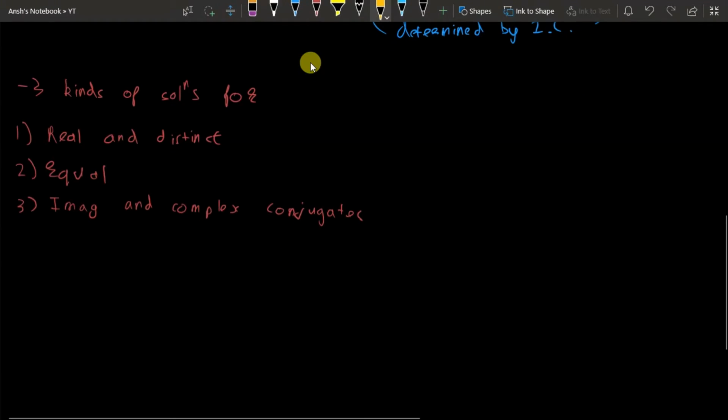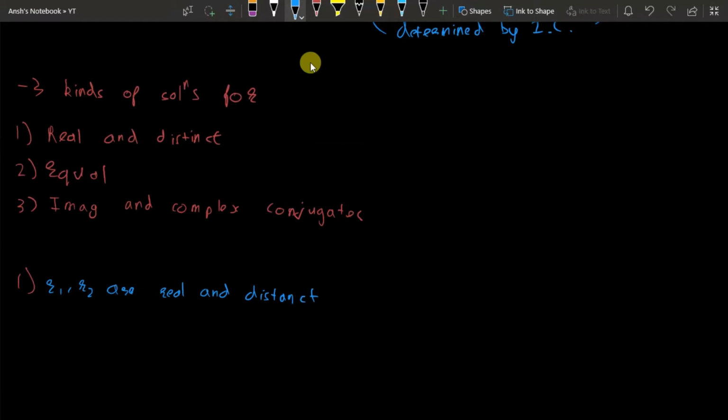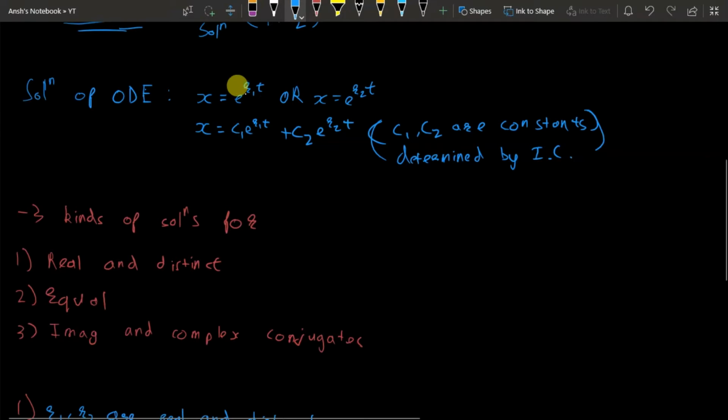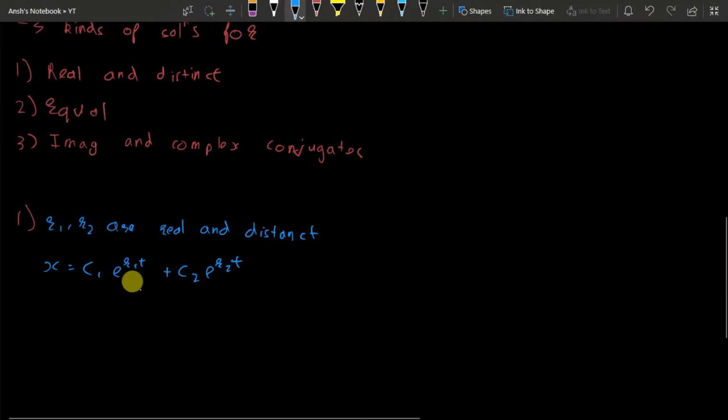So let's start with the first case. The first case that we have for the kind of roots is that the roots are real and distinct. So our roots of the quadratic equation, r1 and r2, are real and distinct. And whenever this is the case, the general solution that we mentioned above holds true. So the value of x would be c1 e raised to r1t plus c2 e raised to r2t. So this is for the first case. We already mentioned this above, that the general solution of the differential equation would be of this form. And whenever the roots are real and distinct, this form holds true.